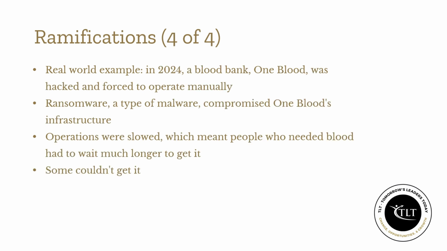Another real-world example. In 2024, a blood bank, OneBlood, was hacked and forced to operate manually. Ransomware, a type of malware, compromised OneBlood's infrastructure. Operations were slowed, which meant people who needed blood had to wait much longer to get it. Some couldn't get it.